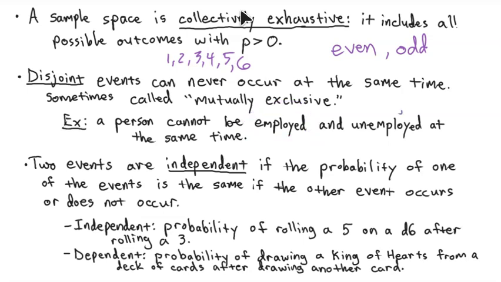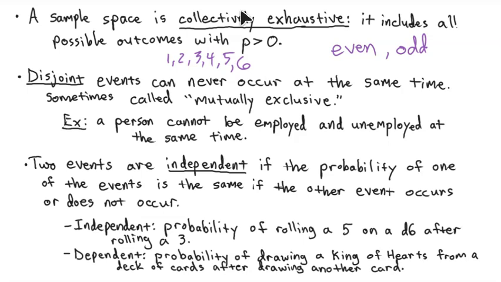Therefore, employed and unemployed are what we call disjoint events, or mutually exclusive events, okay? And then another, I think this is the last of our definitions. Two events are called independent if the probability of one of them happening is the same, even if the other event occurs or does not occur, okay?